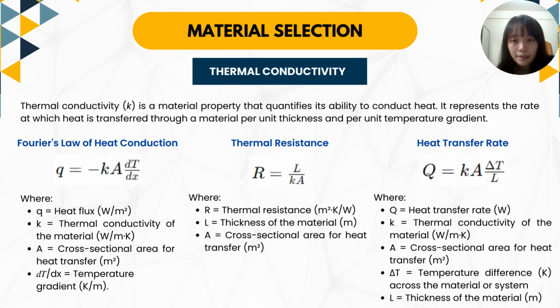And for the thermal resistance, R equals L over KA, where L is the thickness of the material. And for the heat transfer rate, Q equals KA times delta T over L, where delta T is the temperature difference and L is the thickness of the material.